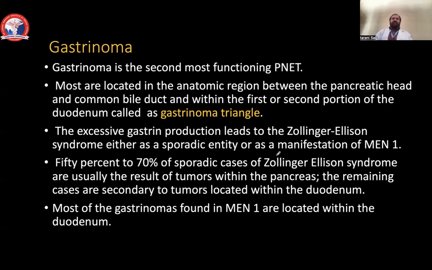Excessive gastrin production leads to Zollinger-Ellison syndrome, either as a sporadic entity or a manifestation of MEN1. 50% to 70% of sporadic cases of Zollinger-Ellison syndrome are usually the result of tumors within the pancreas. The remaining cases are secondary to tumors located within the duodenum. Most of the gastrinomas found in MEN1 are located in the duodenum.